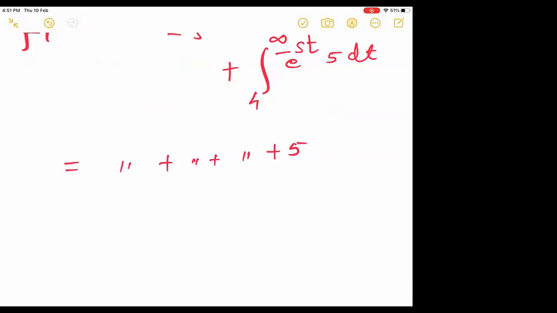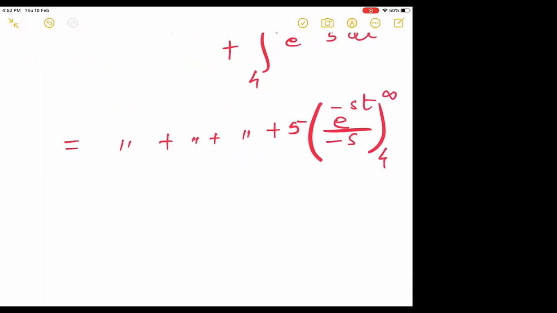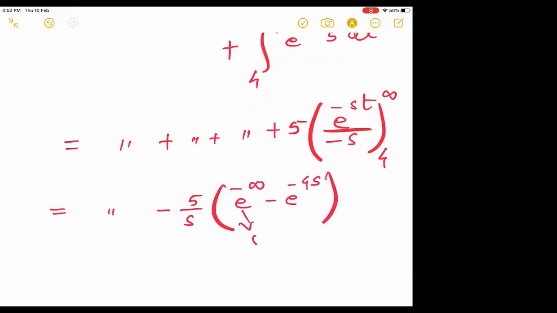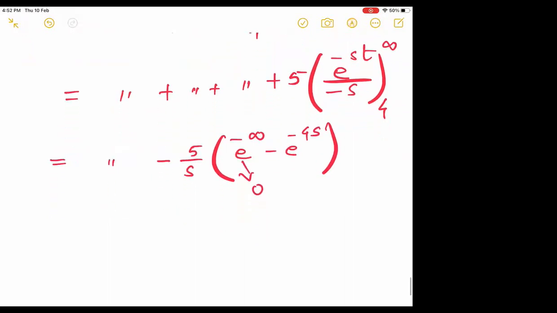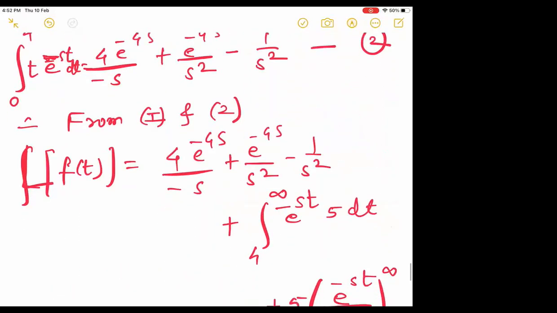Take it outside. Take the integration of e raised to minus st, which is e raised to minus st upon minus s in the limits of 4 to infinity. Therefore, first 3 terms as it is, minus 5 upon s, I'll take it. Upper limit is infinity, e raised to minus infinity, minus e raised to minus 4s. E raised to minus infinity is again 0. So you will be getting only the last term, and therefore the last term including the first 3.